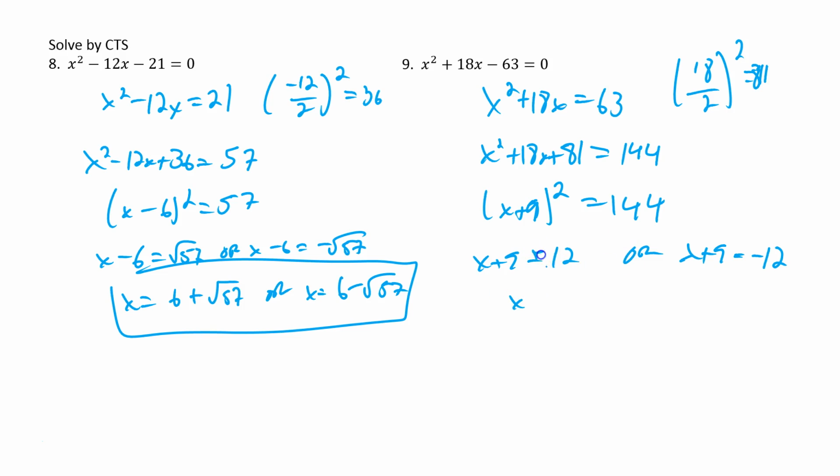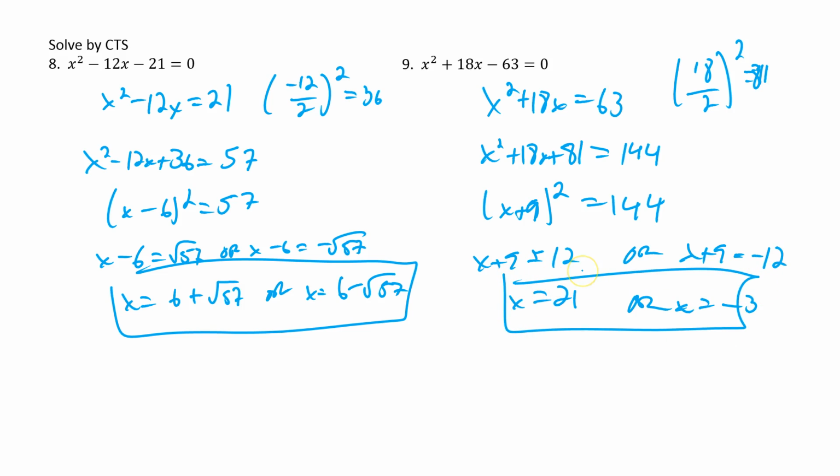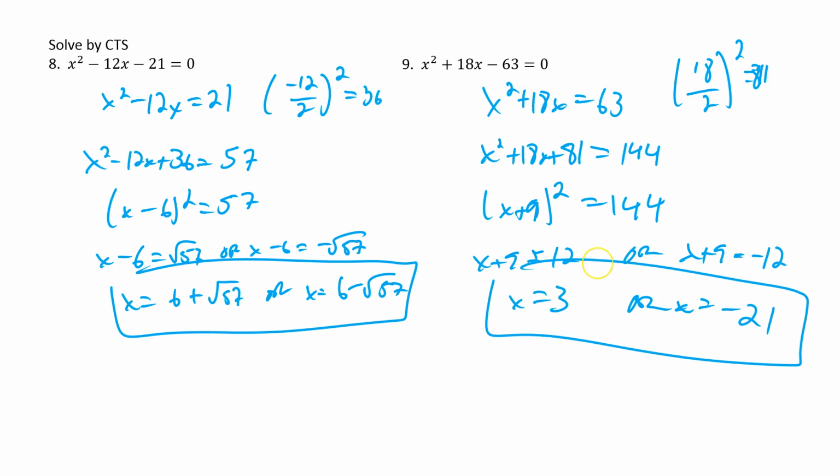So x could be 21, or x could be negative 3. Nice. Oh, did I mess something up? I added 9. I'm going to say something looks wrong. Should be subtracting 9. So subtract 9 here, x is 3. Subtract 9 here, negative 21. Much better. Okay, sorry about that.